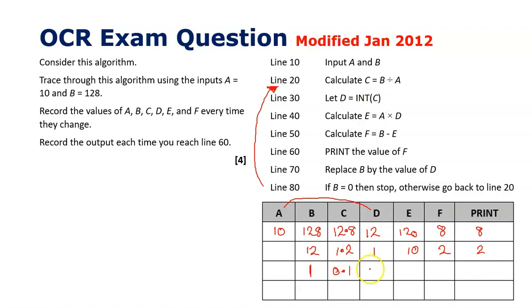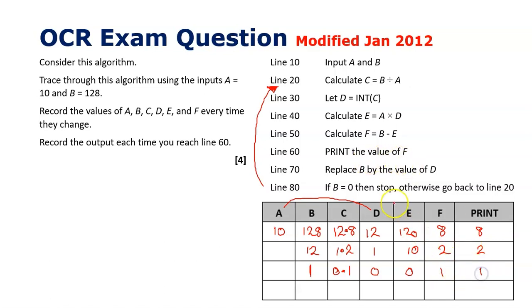D is the integer of C, so integer of 0.1 is 0. E equals A times D. A times D is 10 times 0, which is 0. F is B minus E. 1 take away 0 is 1. Okay, print the value of F.